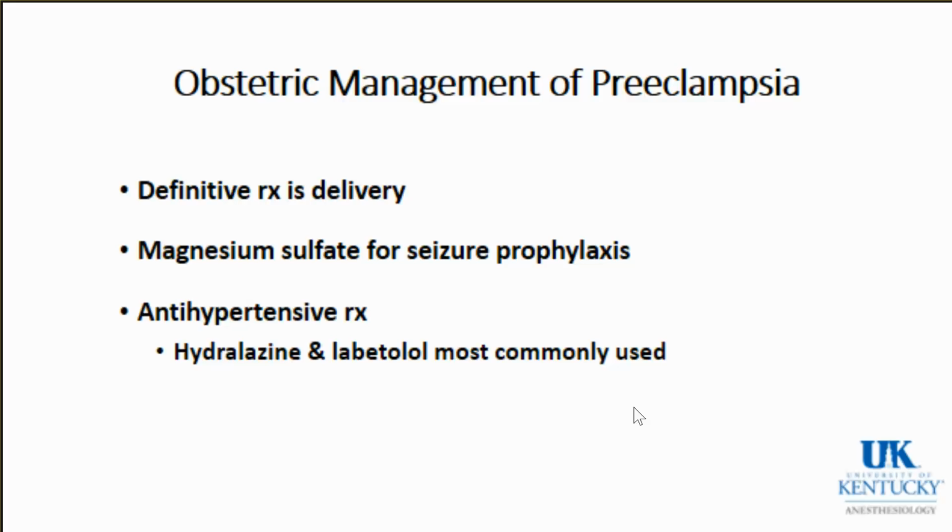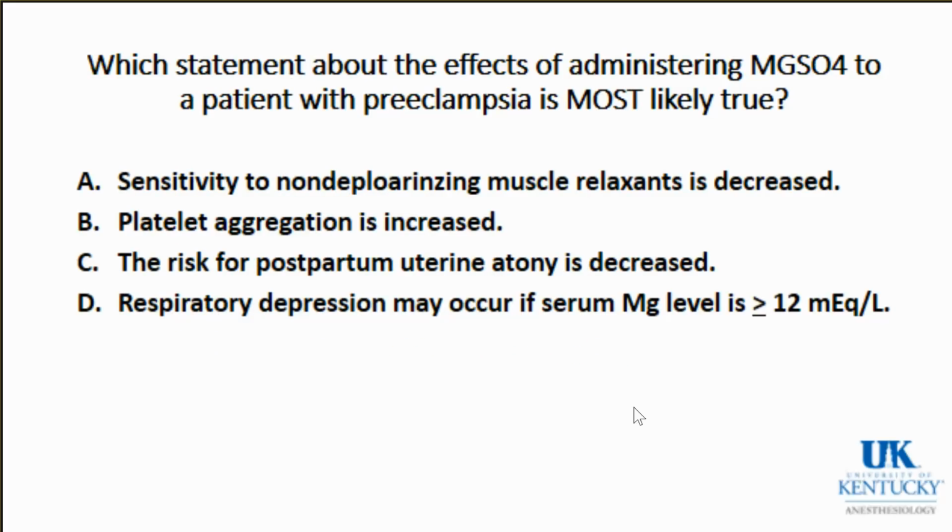In terms of obstetric management, the definitive treatment is delivery. The magnesium, as I mentioned, will be used for seizure prophylaxis, and the most commonly used antihypertensives that you'll see are hydralazine and labetalol. So they do like to ask oftentimes on the in-training exam about effects of magnesium in terms of anesthetically. So which statement about the effects of administering MAG to a patient with preeclampsia is most likely true?